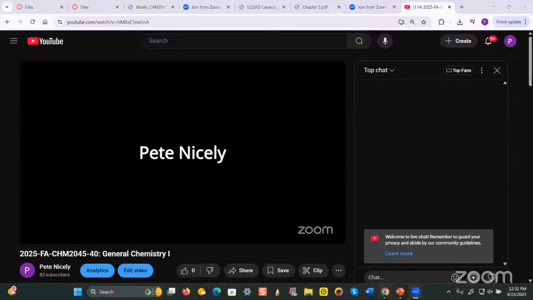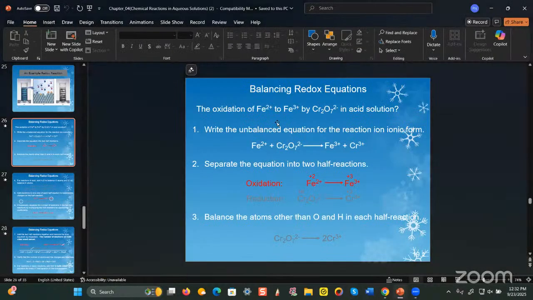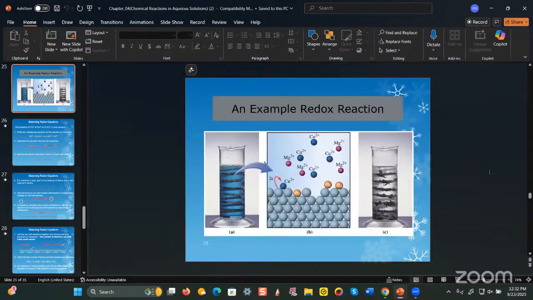All right, so we are going to continue and complete chapter 4. If I remember correctly, the last time we were here, we started talking about redox reactions. What we're going to get into today to complete this chapter is how we go about balancing equations for these reactions. And you're going to see that things are a bit different when it comes to balancing equations for redox reactions.